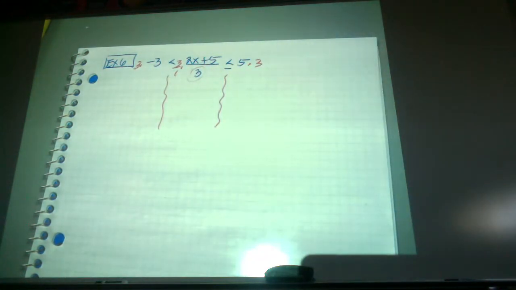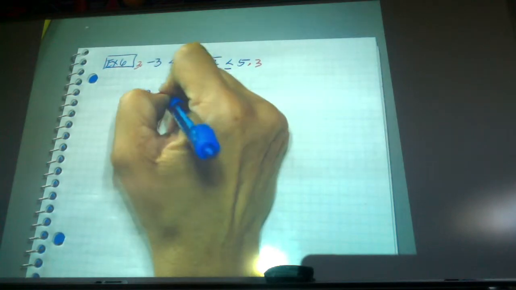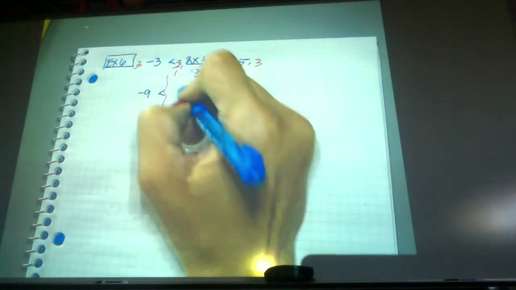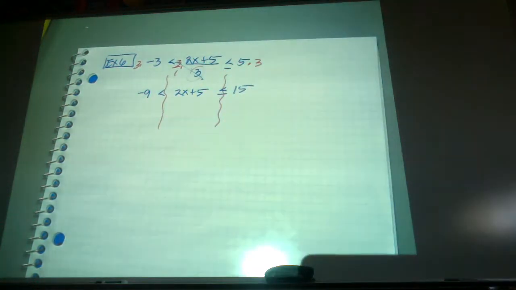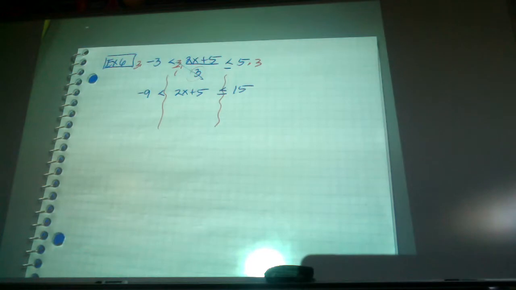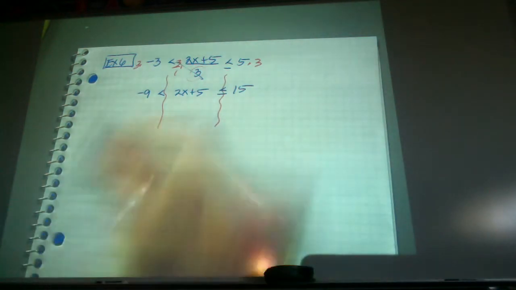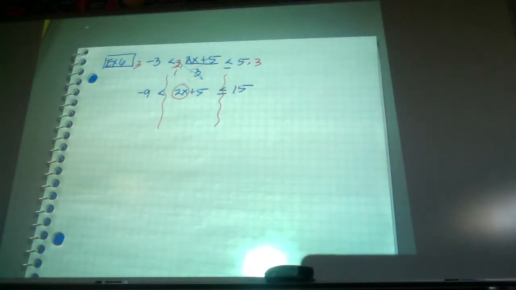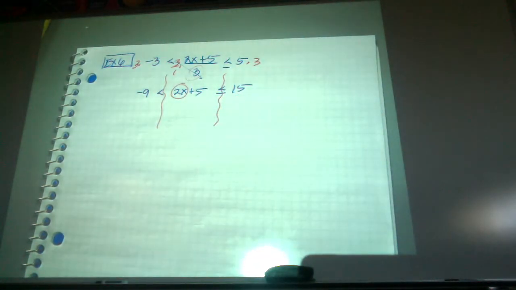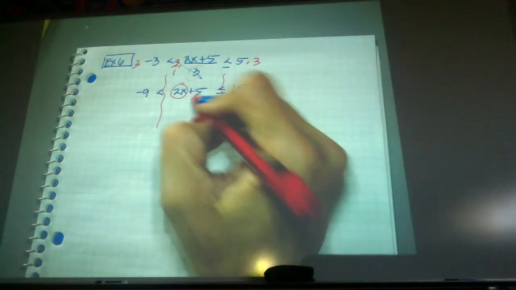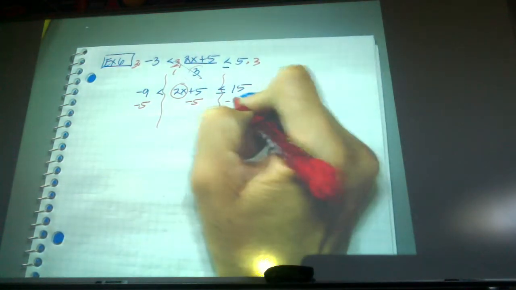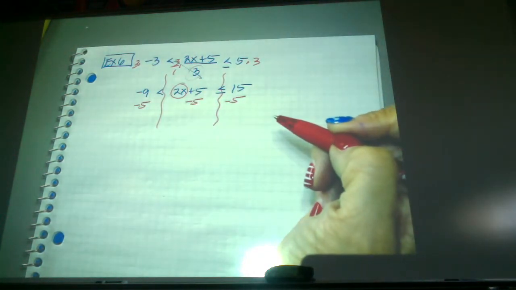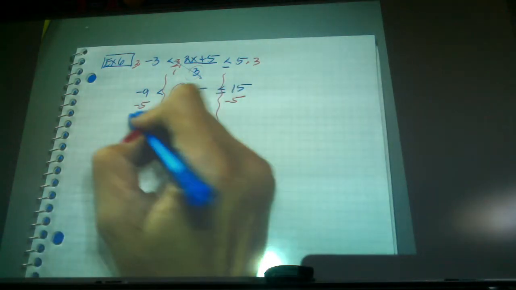So I end up with a negative 9 less than, the 3's cancel, so I have a 2x plus 5 less than or equal to 15. So that looks prettier, correct? Then you're still focusing on the inside and working out. I'm going to get that 2x by itself. How do I get rid of a positive 5? Subtract it. So if I subtract the 5 in the middle, I have to subtract the 5 on the left, and I have to subtract the 5 on the right. Whatever I do to the middle, I do to all 3 sides.